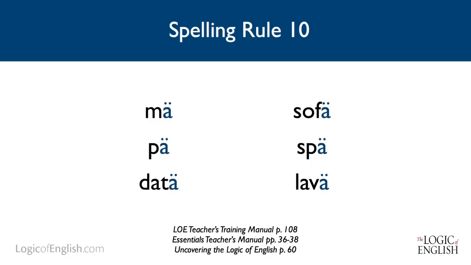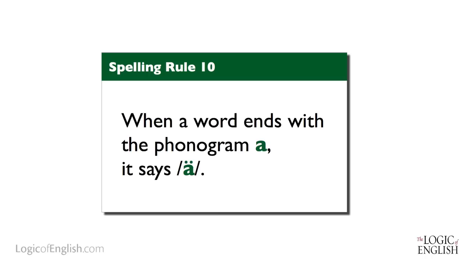You have the word ma. What is the single letter A saying in ma? That's right, it's saying ah. How about paw? How about data? How about sofa? Spa and lava? You'll notice A says ah at the end of the base word. And this is summarized by the rule: when a word ends with the phonogram A, it says ah.